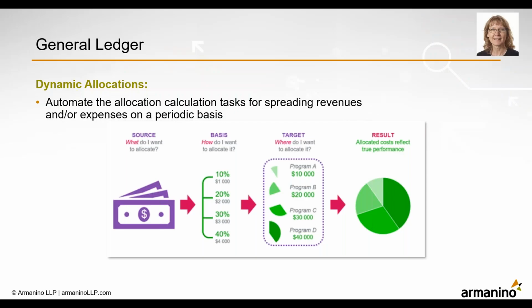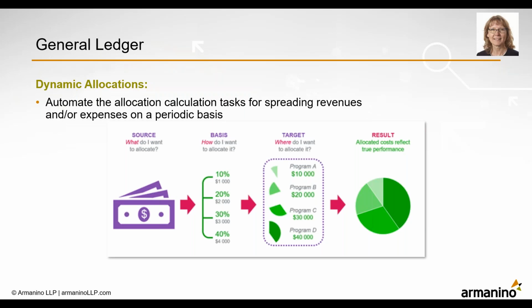General ledger: a couple of new things in the general ledger module. First is a new module they're calling dynamic allocations. This is a subscription-based module, so it's not part of your core. It's not automatically installed. It is a subscription-based module, and it allows you to do dynamic allocations.